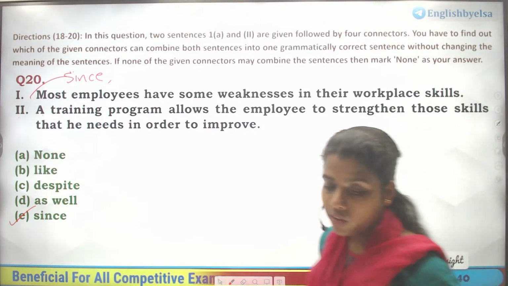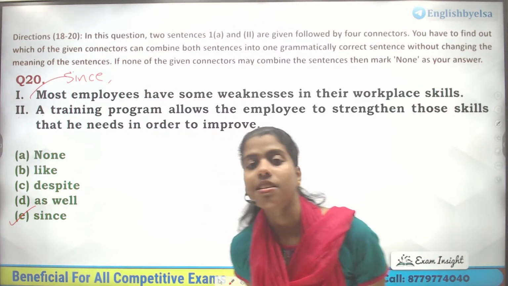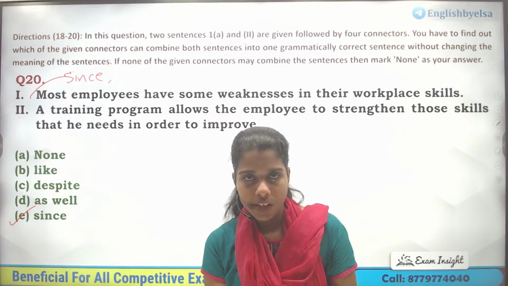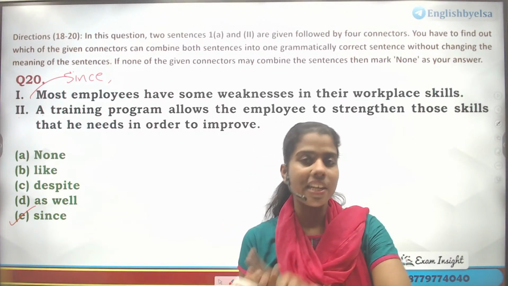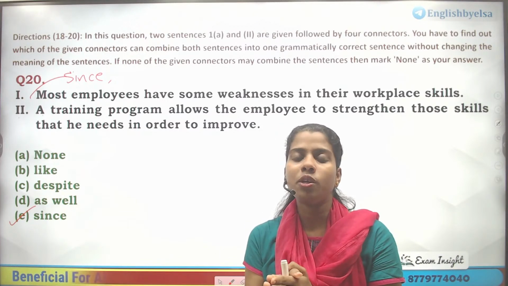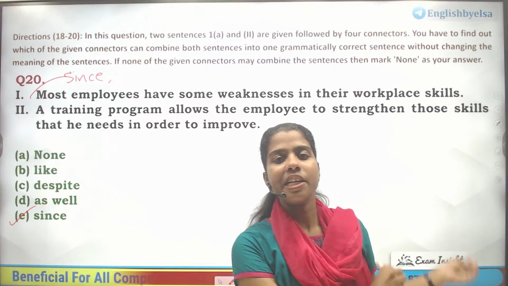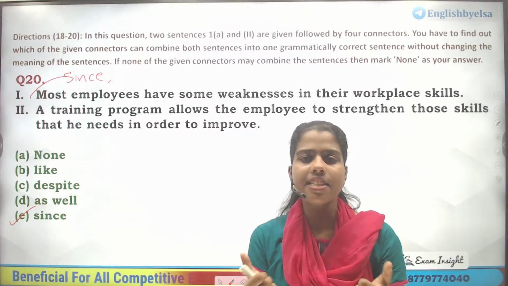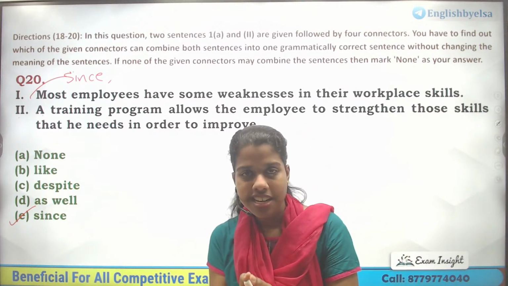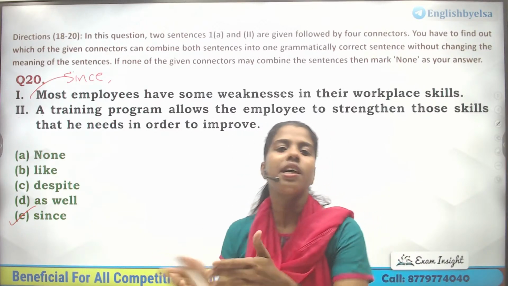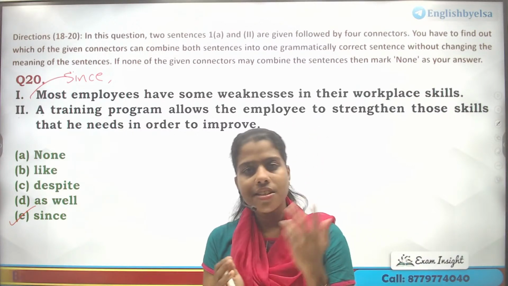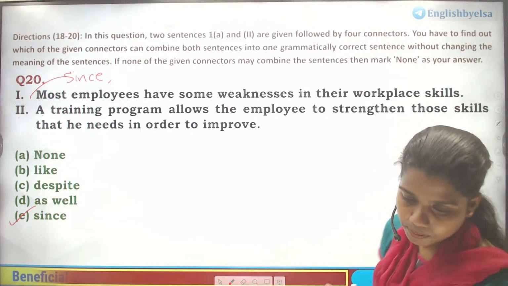Since says about time, that's correct, Karthik, but since also is used for conveying a reason. Since is used in two cases. You're correct in time, when I want to say about some time. Since 1920, it has been going on. I can say that. That is one usage. The second usage is for a reason. Since I was ill, I couldn't come to the class. That's also a correct sentence. I'm conveying some reason there. So it can be used in two ways.